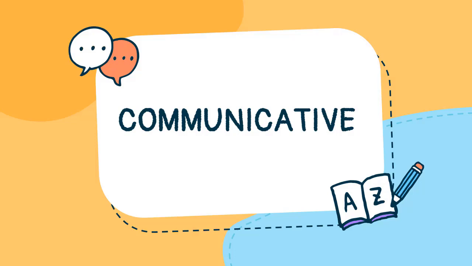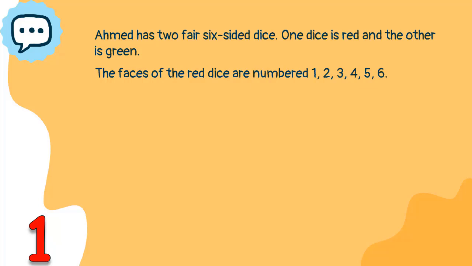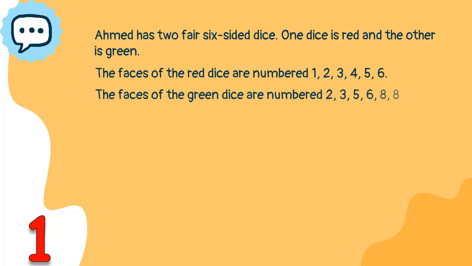Communicative. Ahmed has 2 fair 6-sided dice. One dice is red and the other is green. The faces of the red dice are numbered 1, 2, 3, 4, 5, 6. The faces of the green dice are numbered 2, 3, 5, 6, 8, and 8. Which one is the correct statement?